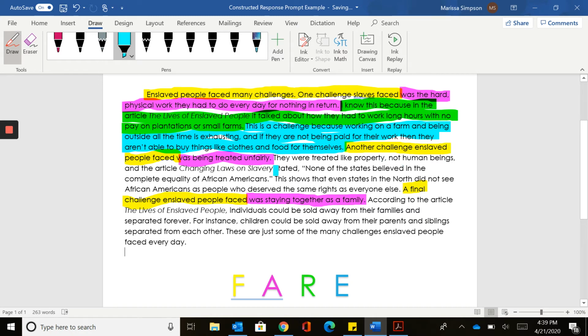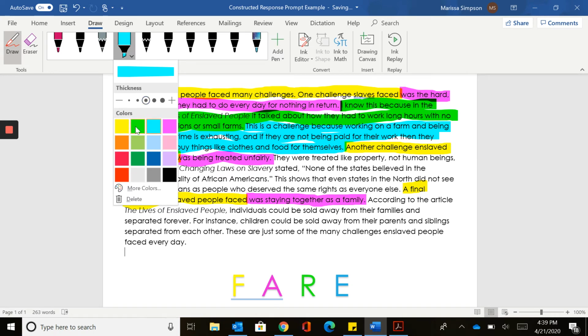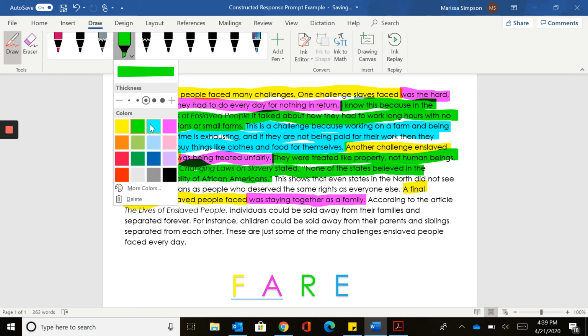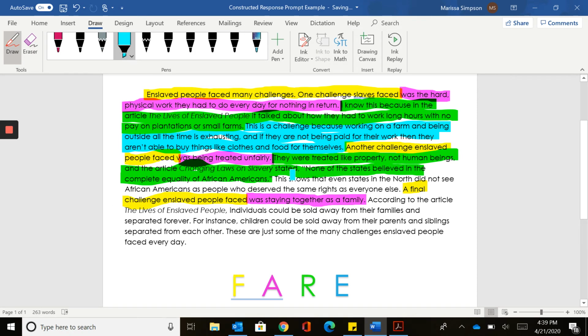And then another challenge I talked about was being treated unfairly. And then for my referring to the text, I started right here. They were treated like property and not human beings. In the article, Changing Laws on Slavery stated, "none of the states believed in the complete equality of African Americans." And then my next sentence went on to explain what that meant.